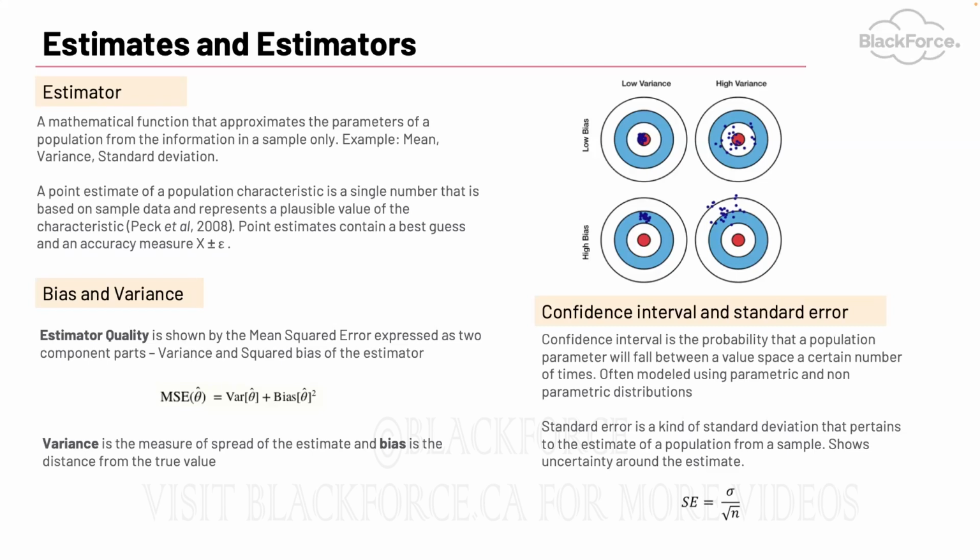So the estimator quality is measured by the mean squared error. It's one measure. And the mean squared error has two components. Just conceptually, look at the diagram on the top right.